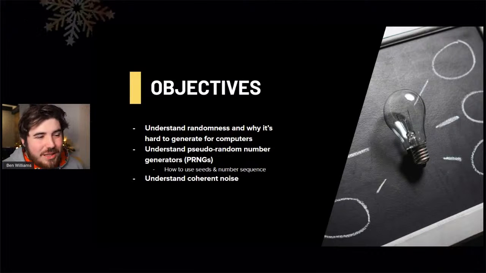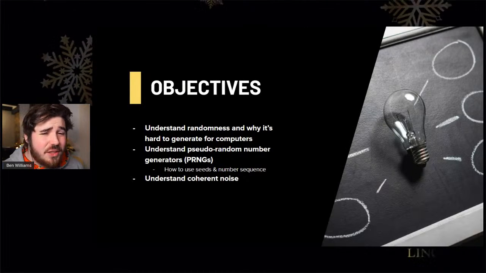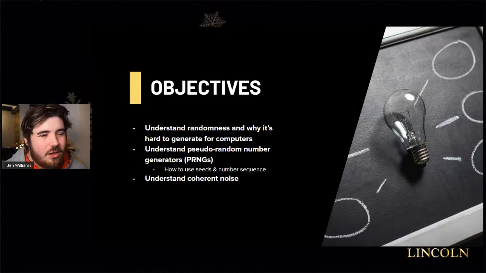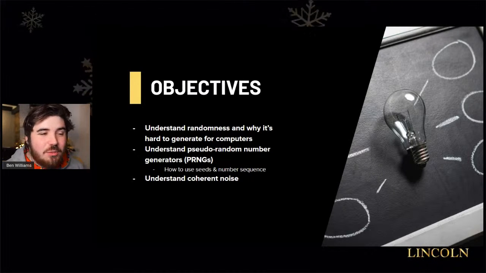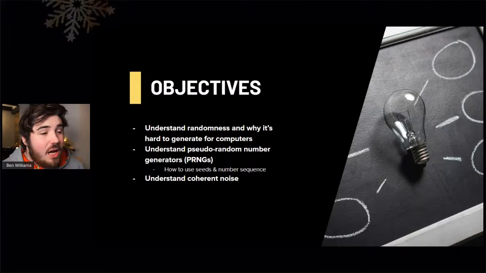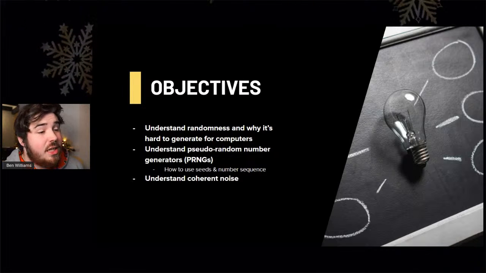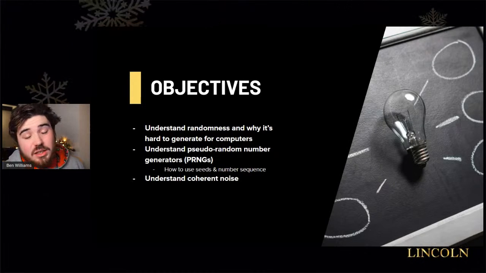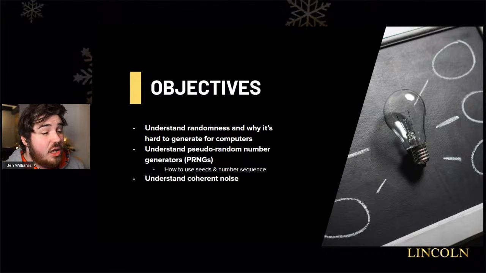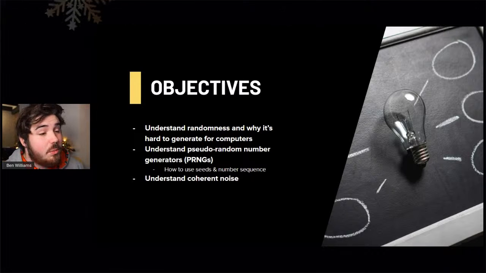And just to break that down even further, we've got three objectives here, really. At the end of this, hopefully you should be able to understand what randomness is and why computers find it hard to generate. As humans, we have this kind of natural way of generating random numbers. Then understanding pseudo random number generators, so PRNGs, how to use seeds and use those seeds for number sequences, and understanding coherent noise as well. So at the end, hopefully, we will talk about coherent noise.